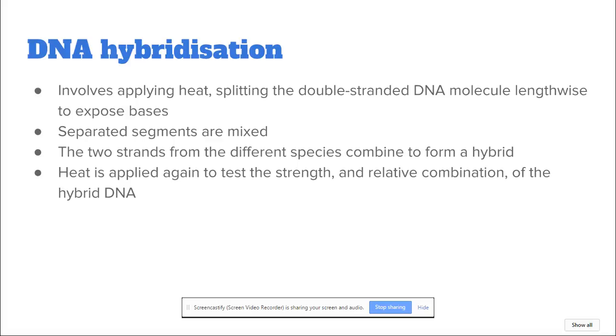When we look at DNA hybridization, it involves applying heat to split double-stranded DNA molecules to expose the bases. We do that in the different organisms which we want to hybridize, and then we mix these separate segments. We allow the strands to cool and combine to form a hybrid. So we have one strand from one organism and one strand from another. And then we heat it again to test the strength and the relative combination of the hybrid DNA. So the higher the temperature, the more combined the DNA strands are, which indicates higher similarity.